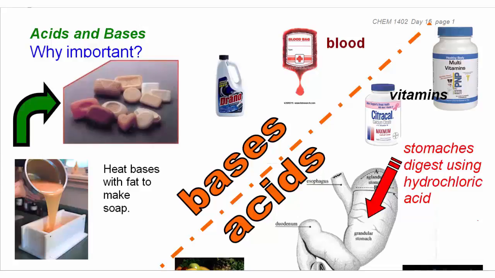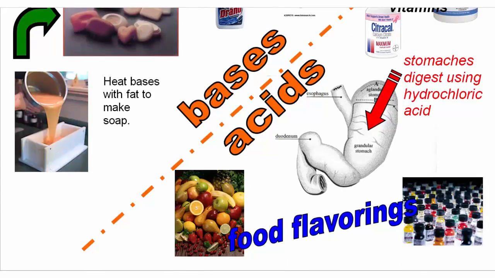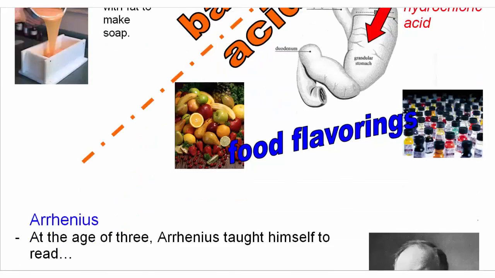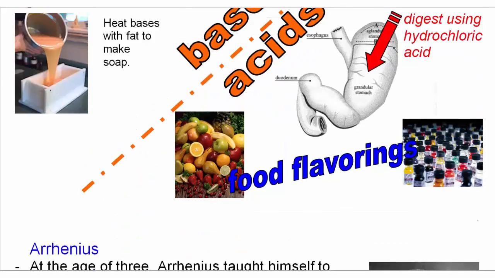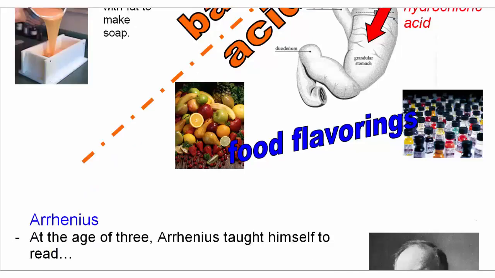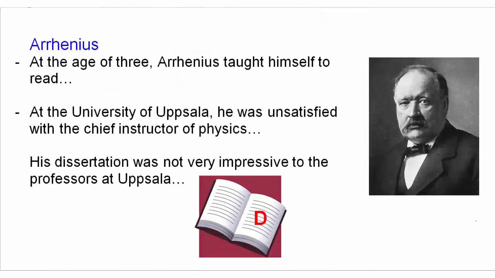Acids and bases, they are all over the place, whether it's vitamins, your own blood, soap, what's going on in your stomach, fruits, food flavorings. So many things are either an acid or a base. So just what makes an acid an acid, what makes a base a base?